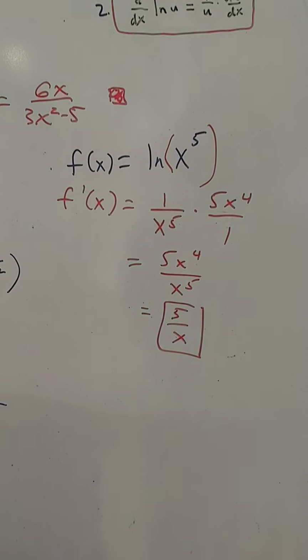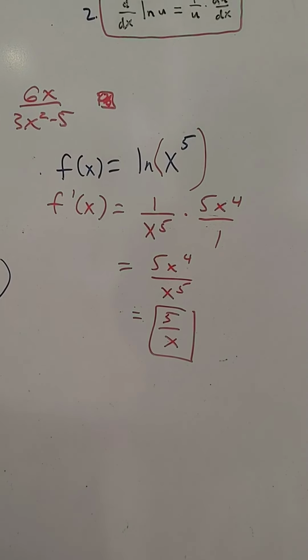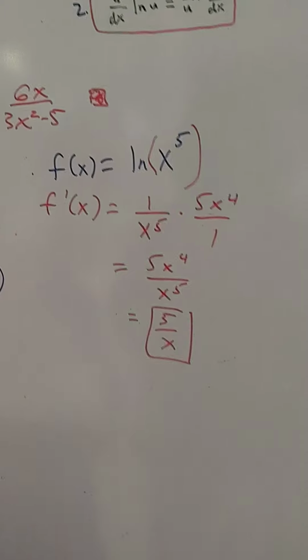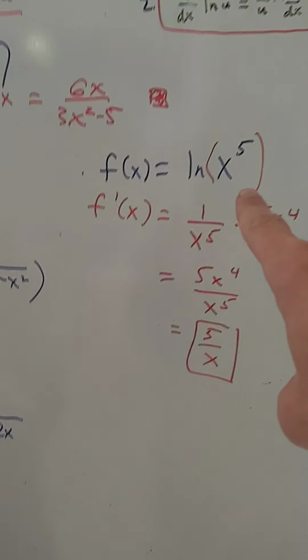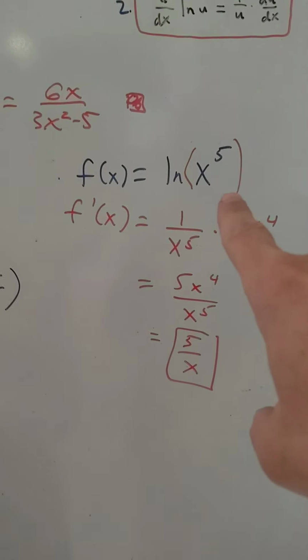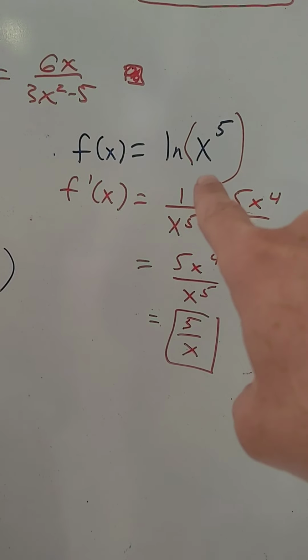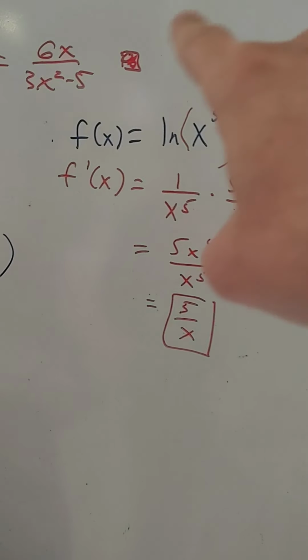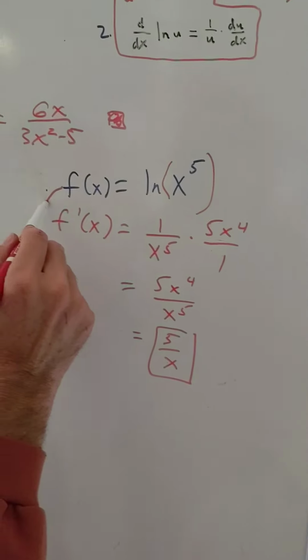So my final answer is just 5 over x. I'll box it this time. So 5 over x is my final answer for that derivative. Okay. Just for fun, rewrite f of x using the property of logarithms. Isn't it when you have an argument raised to an exponent, you can bring that exponent out front as a coefficient?